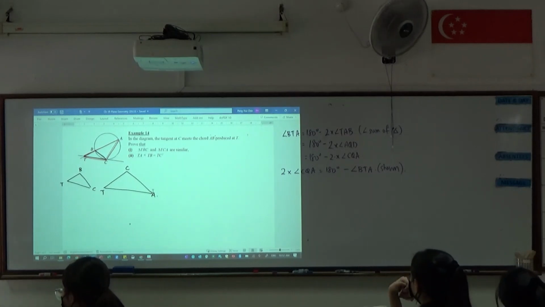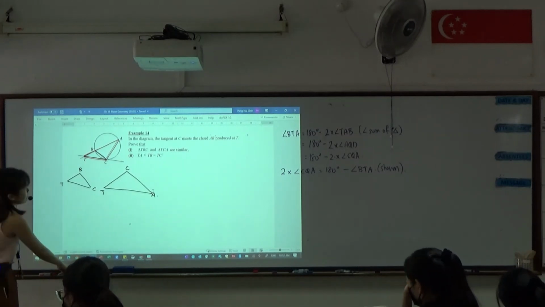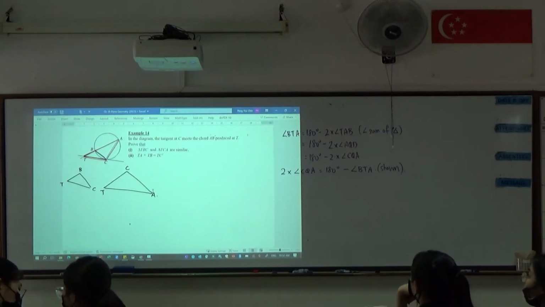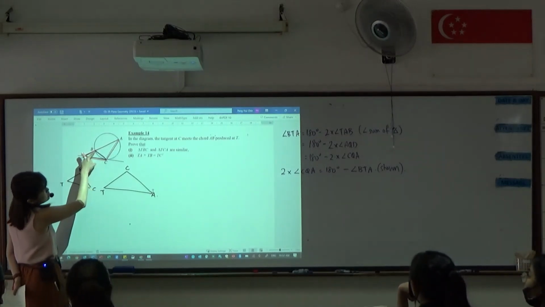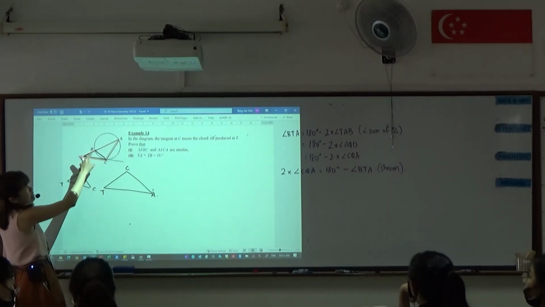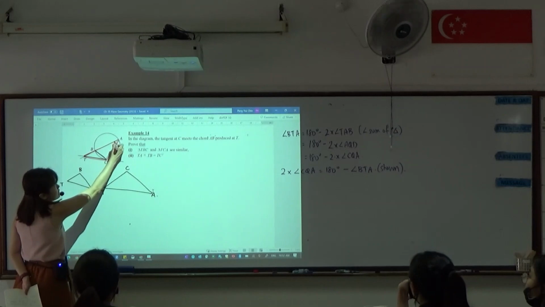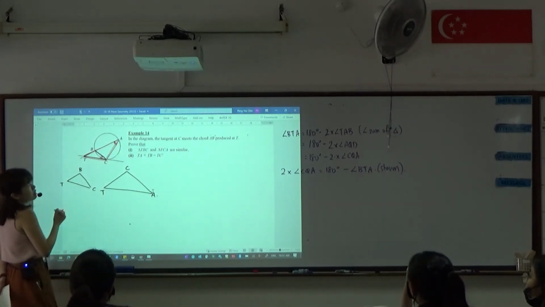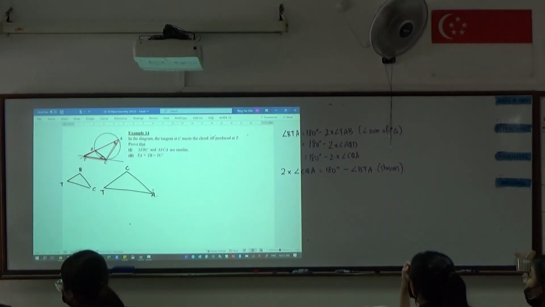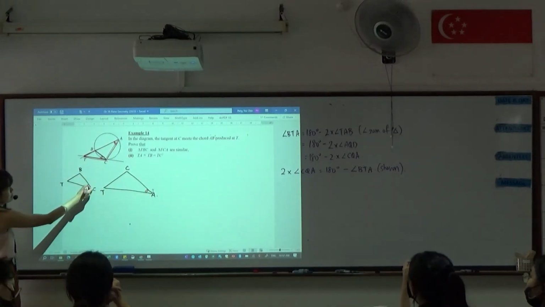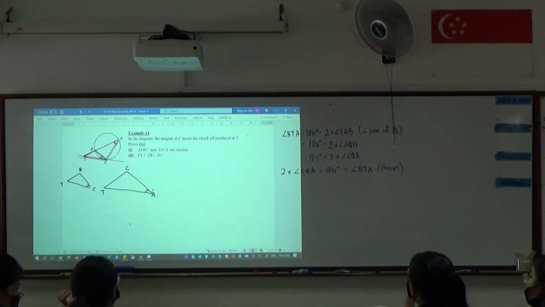Based on the original diagram, we are able to identify some alternate segment theorem angles. The first one is to recognize that in the triangle BCA, which is a triangle whose vertices are all on the circle itself, this angle over here is equal to this angle along the tangent. So we are able to see that angle A here is equal to angle C over here. So at least we have one angle that's a pair already.